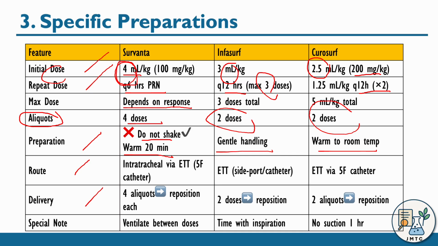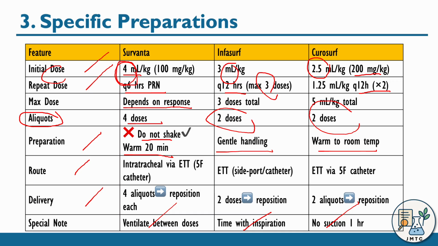Special notes dito, you need to ventilate between doses for Surfanta. And for Infasurf, you give time during with inspiration. For Curasurf, there should be no suction for 1 hour. You allow time sa Curasurf natin for surfactant to spread before suctioning.